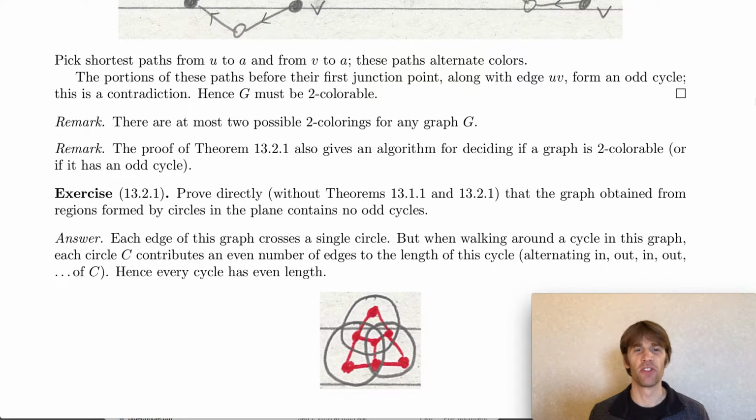What's nice about the proof of theorem 13.2.1 is that it gives us a fast algorithm for deciding if a graph is two colorable, or equivalently, if it contains any odd cycles. Simply start at an arbitrary vertex A and color it red, and then expand out, coloring the neighbors blue, red, red. And if that algorithm works, the graph is two colorable and has no odd cycles. If that algorithm doesn't work, then the graph is not two colorable and does have odd cycles.